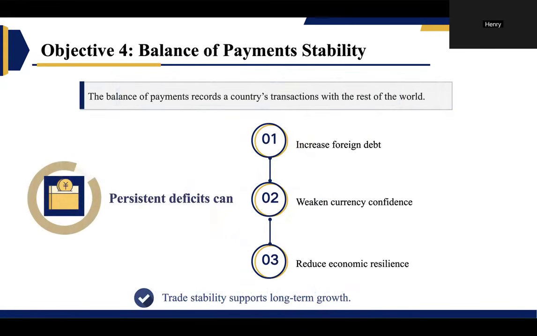The fourth objective is balance of payment stability. This refers to a country's economic transactions with the rest of the world, mainly exports and imports. If a country runs a persistent deficit, meaning it imports more than it exports, several problems can arise, such as it may need to borrow from abroad, confidence in the currency may be weakened, and the economy may become less stable. So governments aim to maintain a sustainable balance in trade to support long-term economic stability.